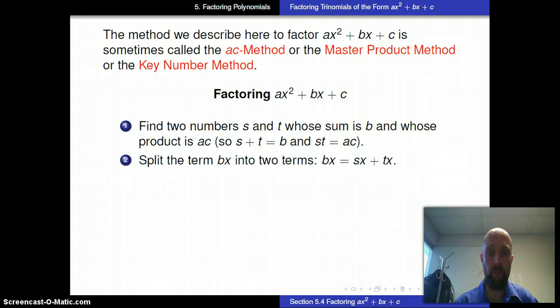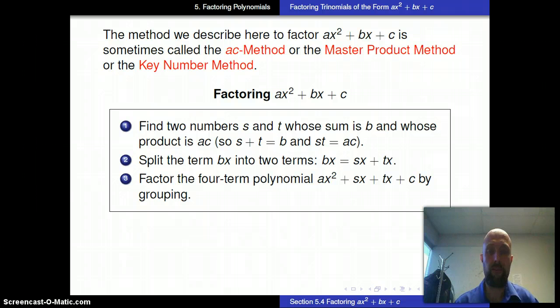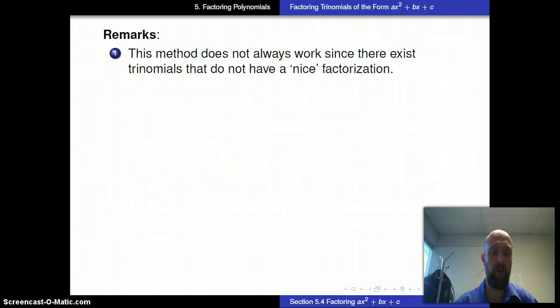Split the term bx into two terms. bx is sx plus tx. Factor the four-term polynomial ax squared plus sx plus tx plus c by grouping. Some remarks. This method does not always work, since there exist trinomials that do not have a nice factorization.